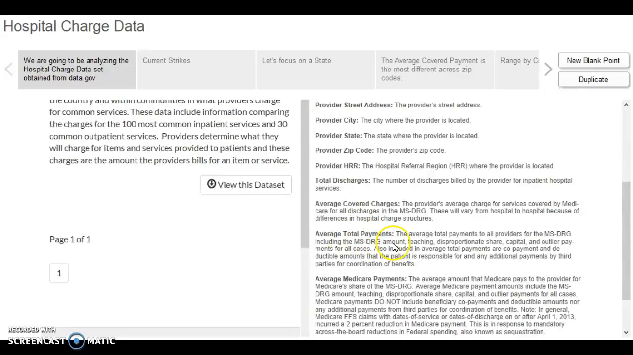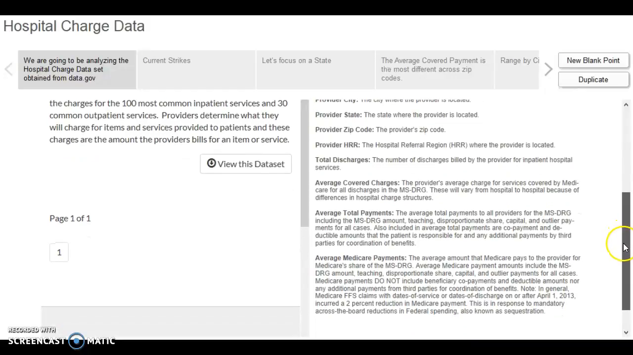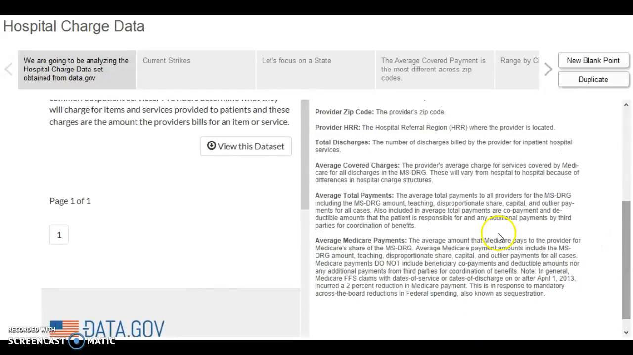Also, average total payments, which are the average total payments to all providers for the MS-DRG, including the MS-DRG amount, teaching, disproportionate share, capital, and outlier payments for all cases. And it also includes co-payments and deductible amounts. And then the average Medicare payments, and that's the average amount Medicare pays to the provider.